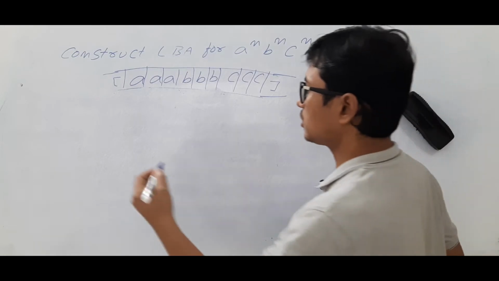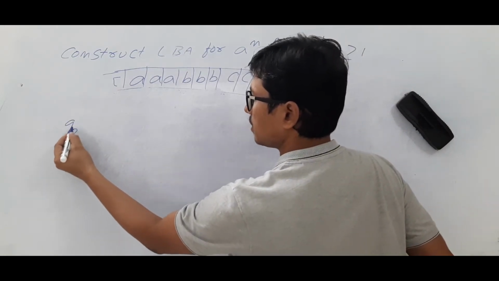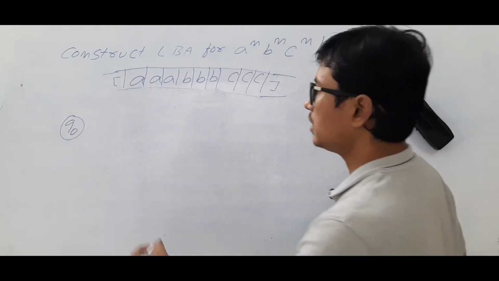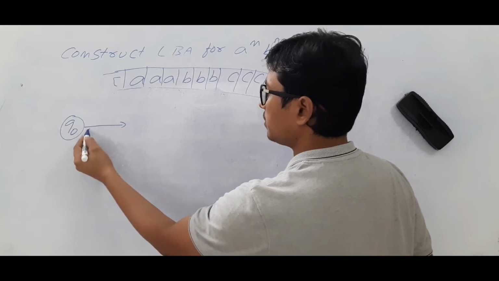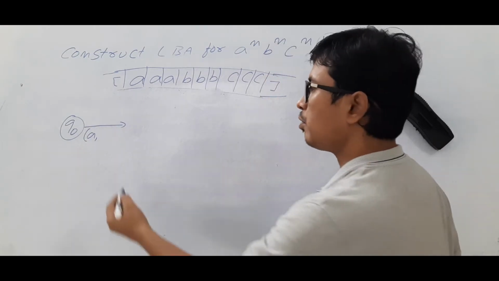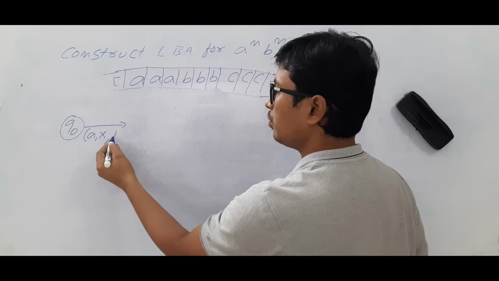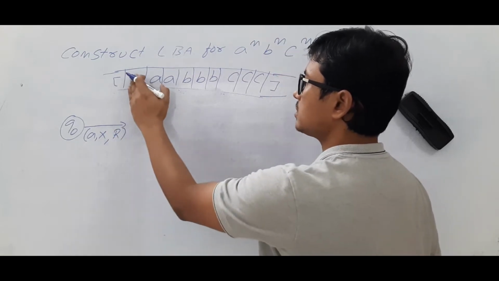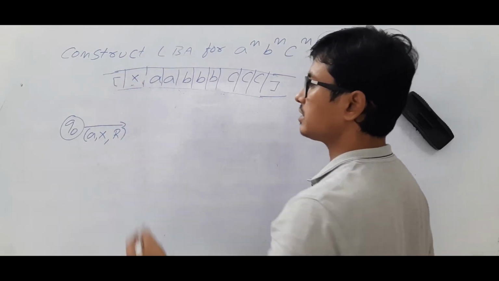I am in the state Q0. I am reading the tape alphabet A. I am modifying it as X, moving to the right. So this A, I modified it as X.